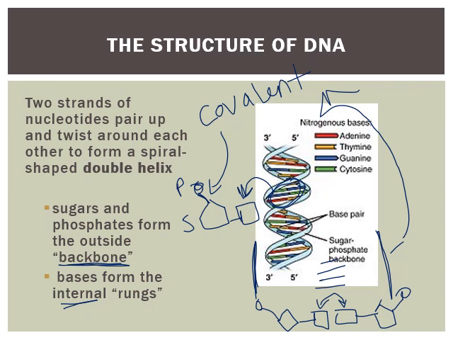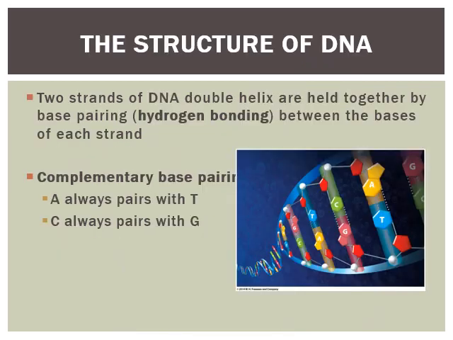Whereas our bases, those internal rungs in the middle, are actually forming hydrogen bonds. And again, hydrogen bonds, if you remember, are pretty weak. So these two strands of the double helix are held together by what we refer to as base pairing, or hydrogen bonding between the bases of each strand. And you'll see that they're a little different. Between C and G, we actually have 3 hydrogen bonds. Between A and T, we only have 2.